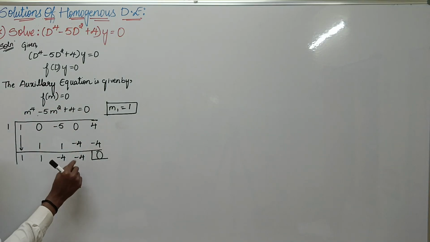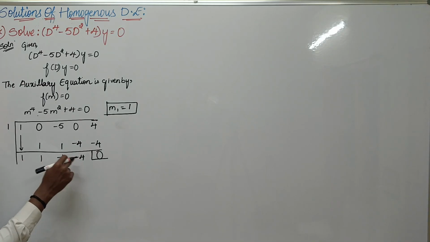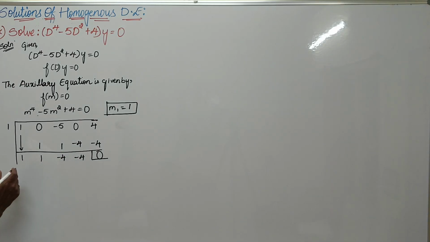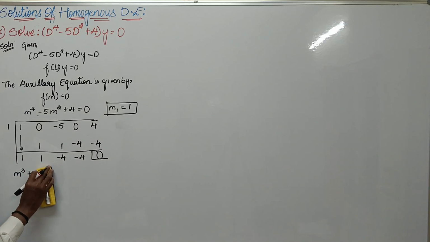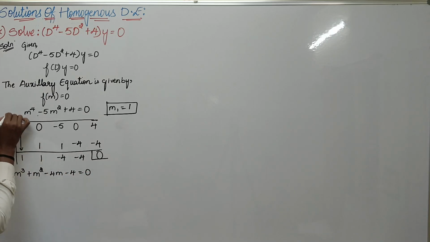Now represent this again in equation form, that is m cube, m square. That is m cube plus m cube, sorry, m cube plus m square minus 4m minus 4 equal to 0. This is the first step and this is the second step.